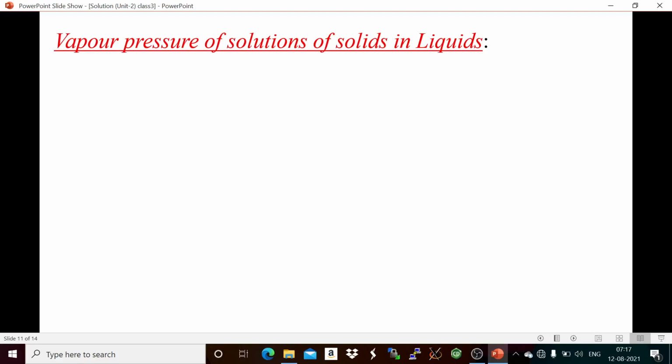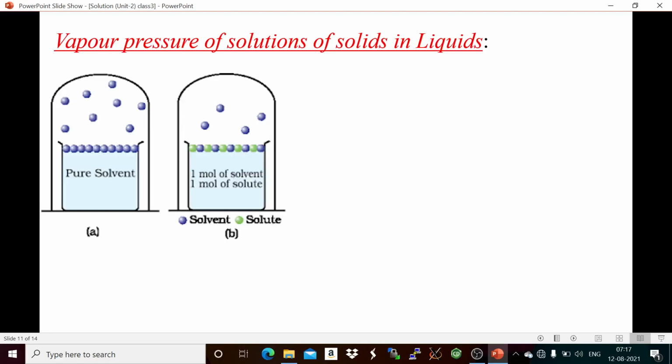Now, vapor pressure of solutions of solids in liquids. You can see this from the picture. Picture 1 is a pure solvent in a closed vessel. Here is a solution, when we dissolve a non-volatile solute in the solvent, and it is again a closed one.